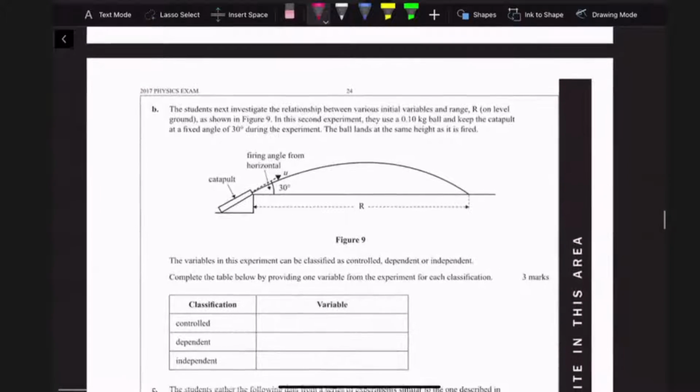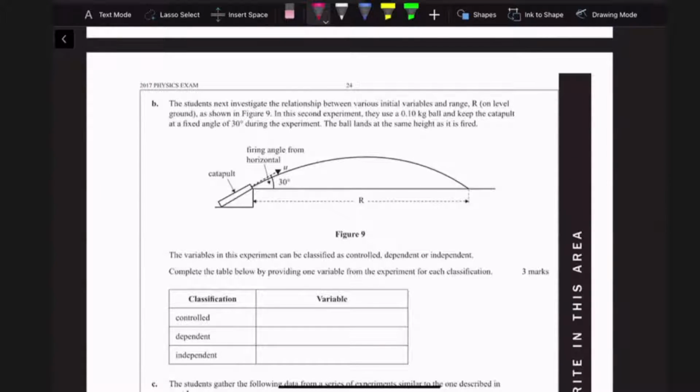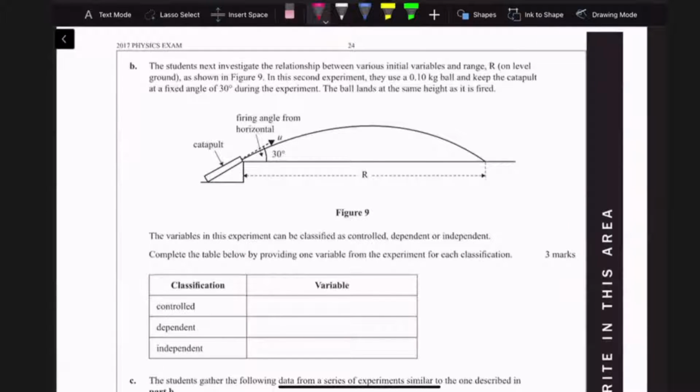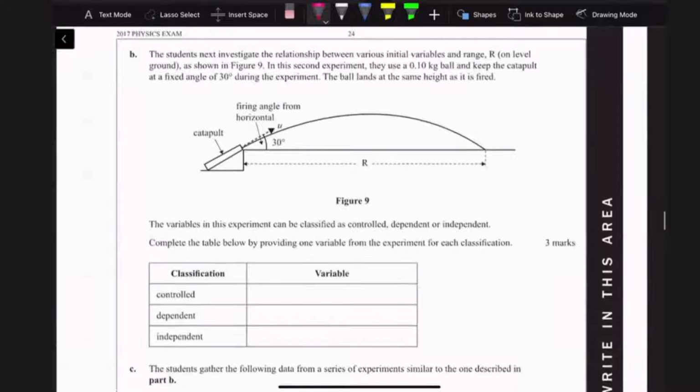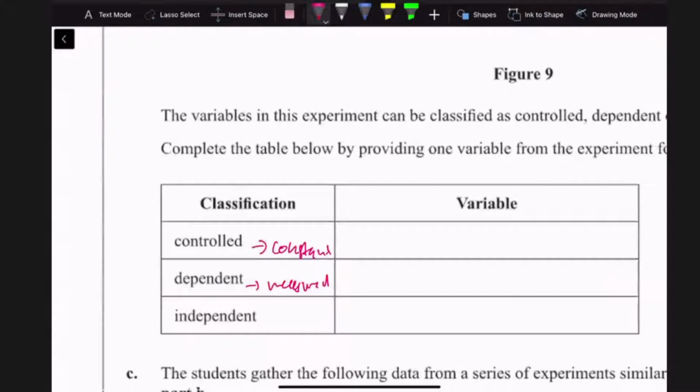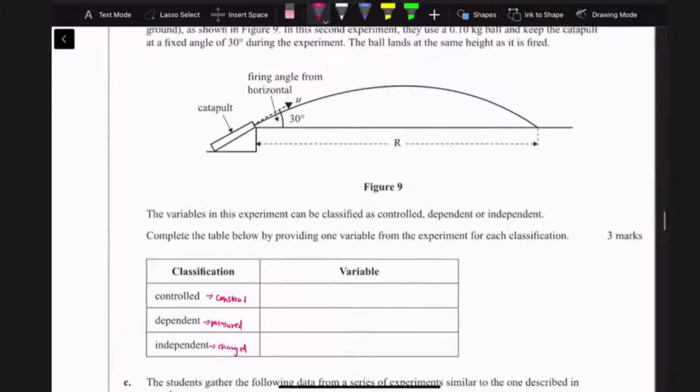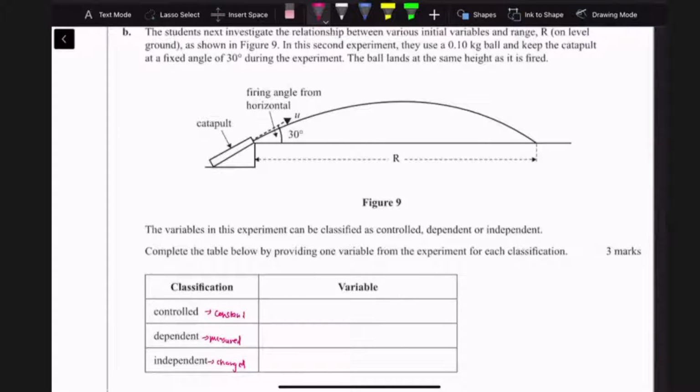And yep, so the next question is a continuation. It's a scientific method question. Control variables are the ones that are kept constant. Dependent ones are the ones that are measured. And let me write these nicely. These ones are kept constant. These ones are measured. And these ones are changed. So the ones that are kept constant could be either the angle or the initial velocity.